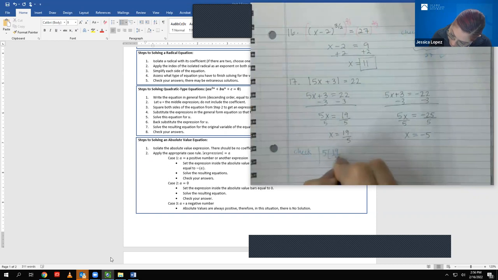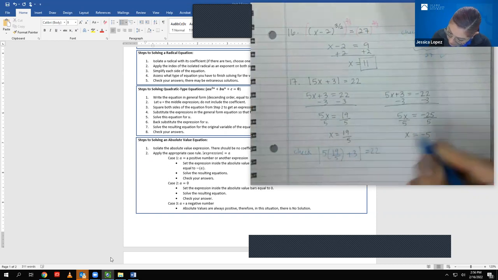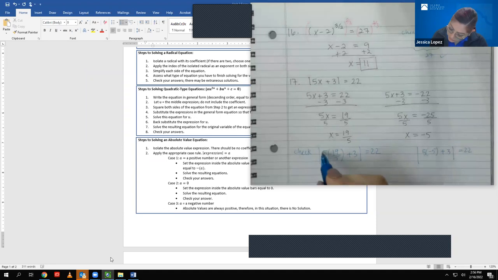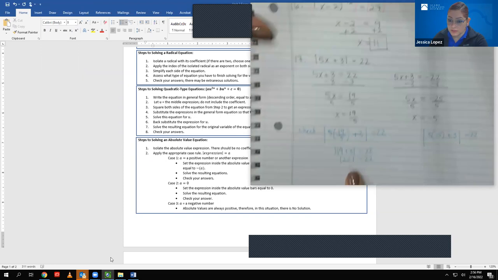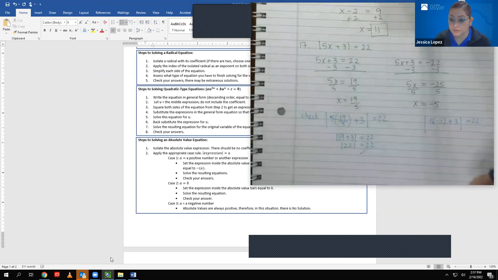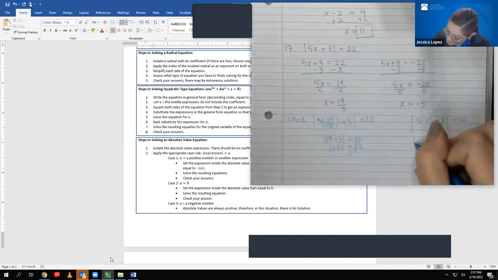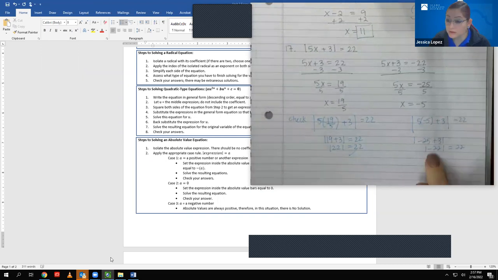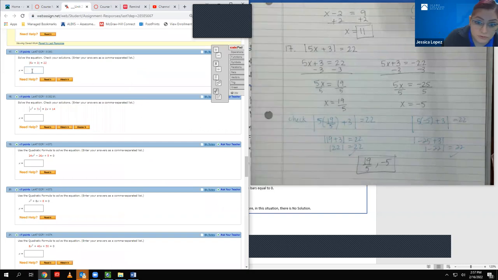5 times 19 over 5 plus 3. And then over here, 5 times negative 5 plus 3. So the 5s would cancel and I'd end up with 19 plus 3, which would give me 22 in the bars. And the absolute value of 22 is in fact 22. So the 19 over 5 does check out. Here, same thing, that would be negative 25 plus 3, which is a negative 22. And the absolute value of negative 22 is also positive 22. So both of these answers are my solutions. I'm gonna go to the test and I'm gonna type in both of those.